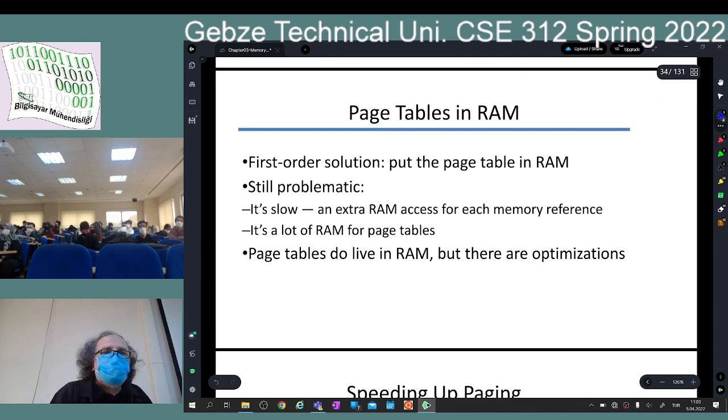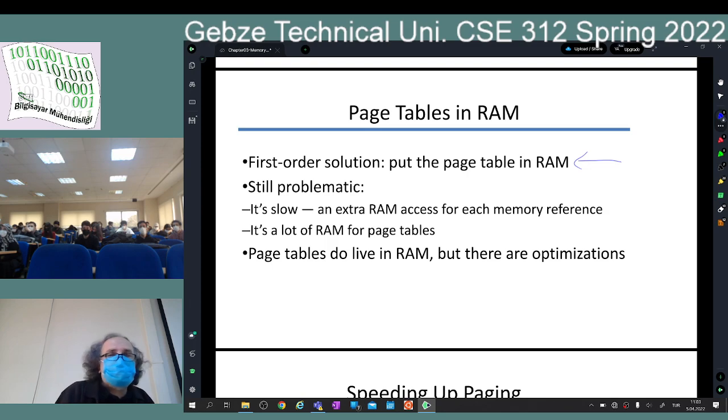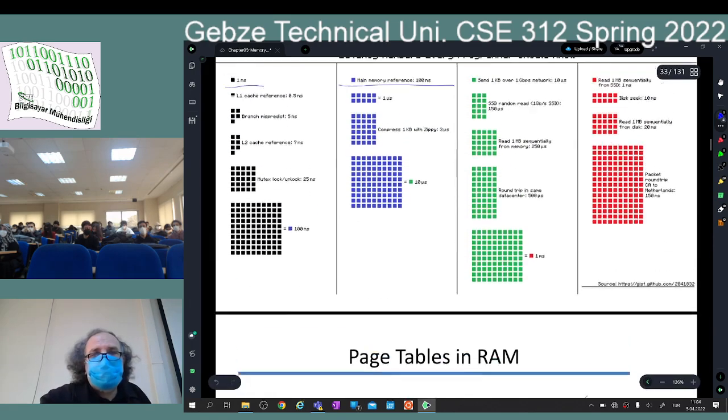Let's look at it. So where do I keep my page tables? The first thing is, let's put the page table in RAM. Don't put it in my MMU. That kind of solves the problem. In my RAM, I can hold 1 megabyte of table, right? That's okay. But that's going to be a very big problem, because remember what the MMU does.